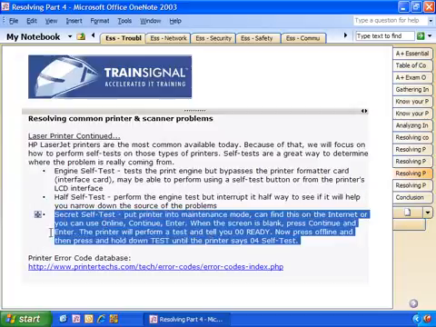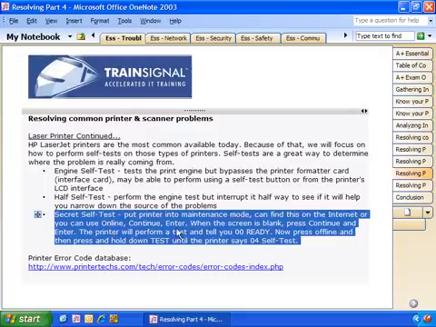The next type of self-test is the secret self-test. This is where you put the printer into maintenance mode. You can find instructions on how to do this on the internet. Commonly, you can use online, continue, then enter buttons on the laser printer to do it, but it really varies from model to model. So I would consult the internet.